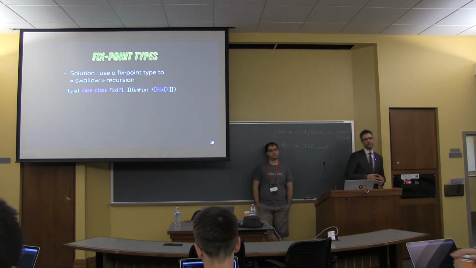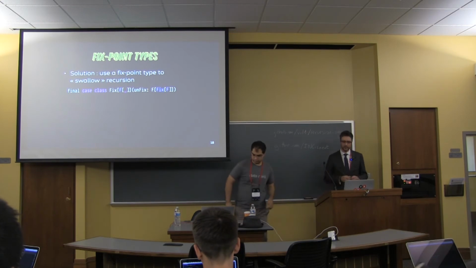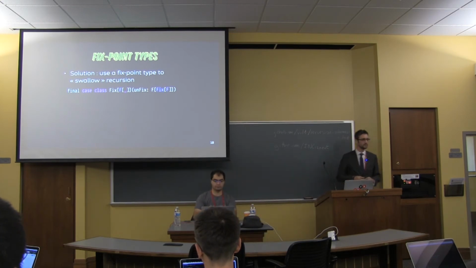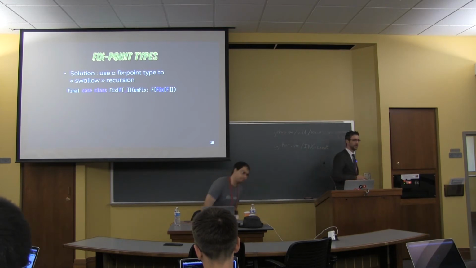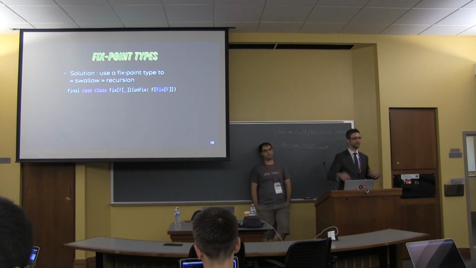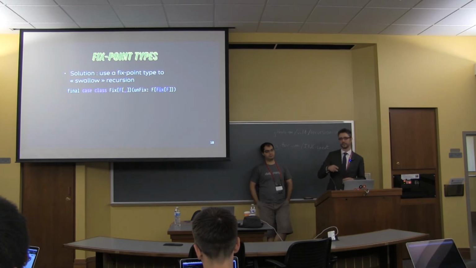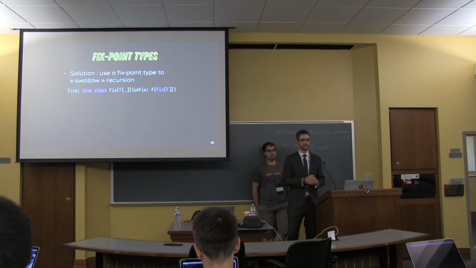A fixed point type is just a type that swallows the recursion. The simplest one is called Fix. And as you can see, it takes one type parameter, which is a type constructor. It's a type that has a slot, an F of something. And it contains an F of Fix of F. So you see, there we have two F's. That's where the recursion is swallowed by Fix.